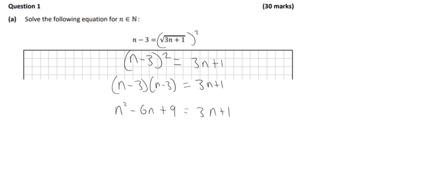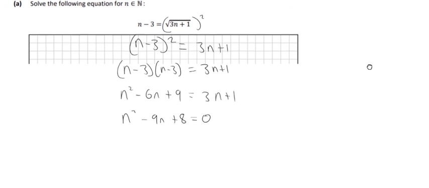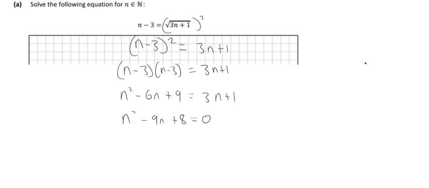If I move everything over to the left hand side, I get n squared minus 9n plus 8 equals 0. And now we have a simple quadratic to solve. So we're going to get two answers. You can use the minus b formula here, the quadratic formula, straight away if you want. a is 1, b is minus 9 and c is 8. But I'm just going to factorize it because it should be easy enough to get factors.